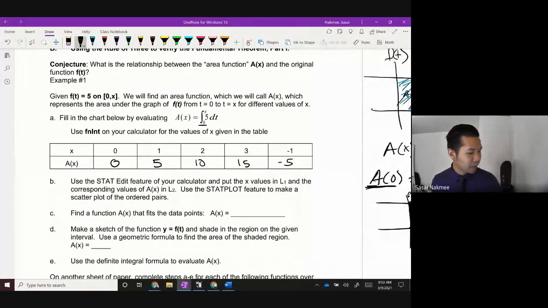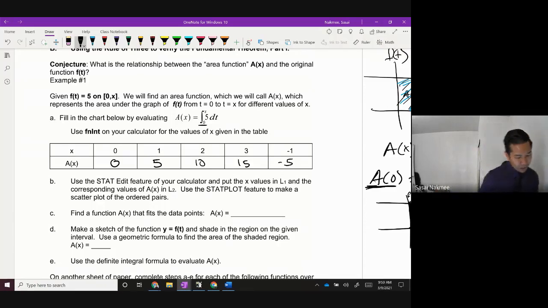There we go. So I have a bunch of data points here. The input values are 0, 1, 2, 3, and -1, and the output values are 0, 5, 10, 15, and -5. Let's see if we can find a function that lines up with these points.